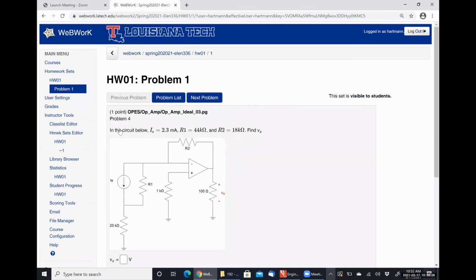So problem 1 is an op-amp circuit that if I was feeling mean would have shown up on a circuits 1 test. It's an ideal op-amp, or I'm saying that you should treat it as an ideal op-amp because the title says op-amp ideal 03. So that seems reasonable to me. You have a current source in parallel with a resistor R1. So a source transformation puts everything in series and then it looks like a normal circuit. Easy peasy.